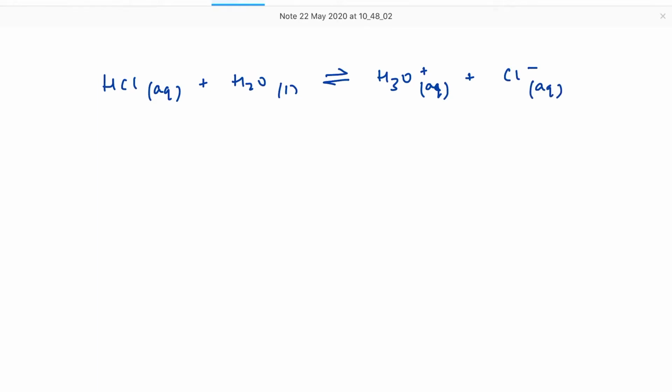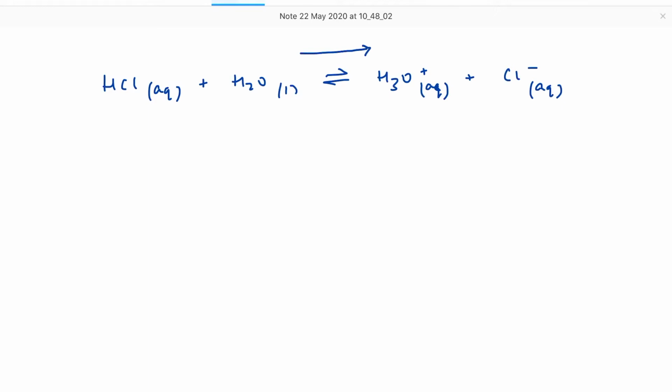Now, there is the possibility that the chloride ion could accept a hydrogen ion and turn itself back into HCl. However, the likelihood of that happening is very, very small indeed. So essentially, the position of equilibrium in this reaction lies very, very strongly to the right. This is one reason why hydrochloric acid is described as being a strong acid.